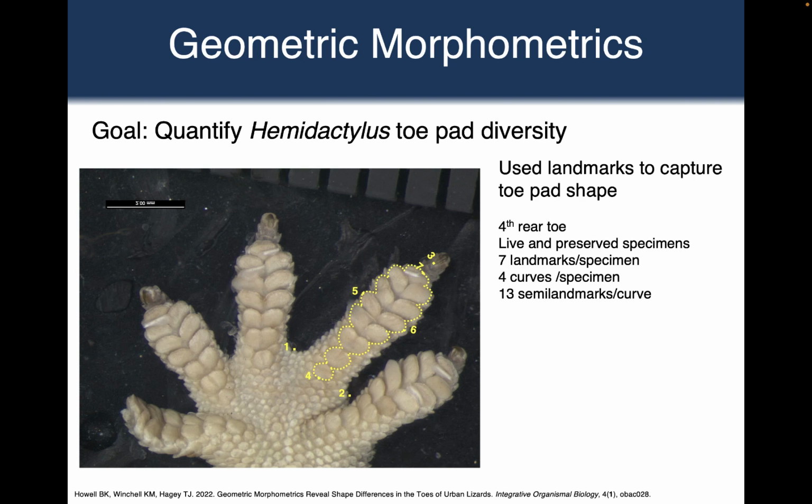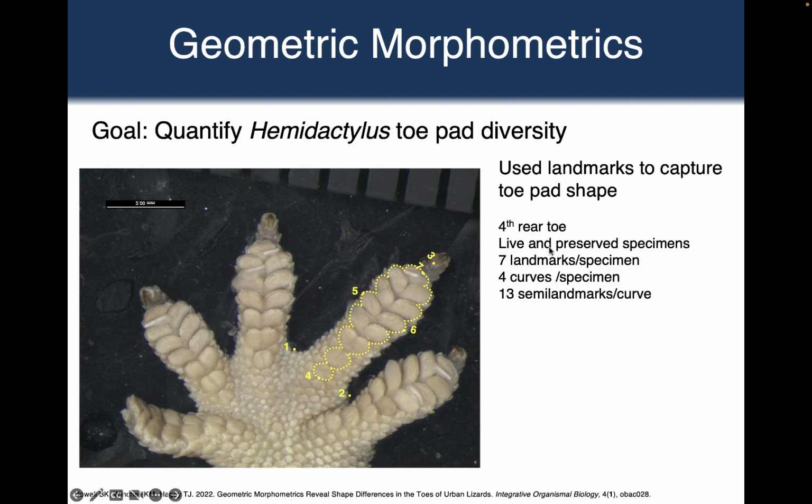So what was the goal of our study? It was really just to investigate and quantify toe pad shape variation within the genus, across the genus. And so to do that, we used geometric morphometrics. So we took pictures of the rear feet of as many species as we could get. Some of them were preserved specimens, some were from live specimens, some were right back feet, some were left back feet. If they were a right back foot, we horizontally flipped those images so all the images looked like left back feet. We focused on the fourth toe, which is usually the biggest or kind of most well-developed toe.